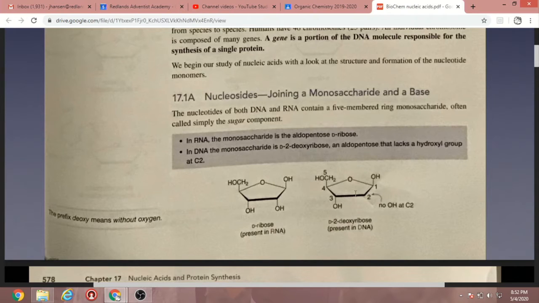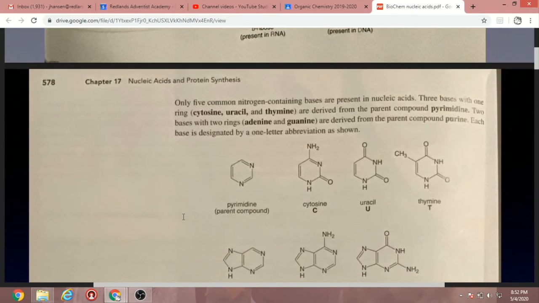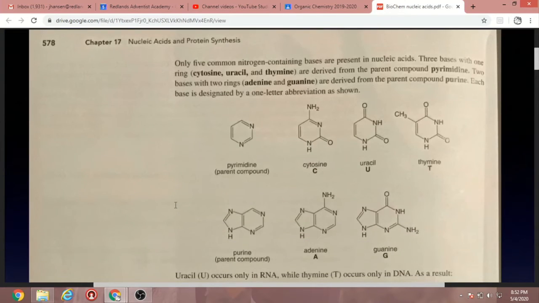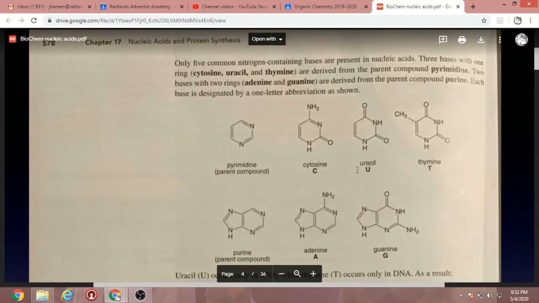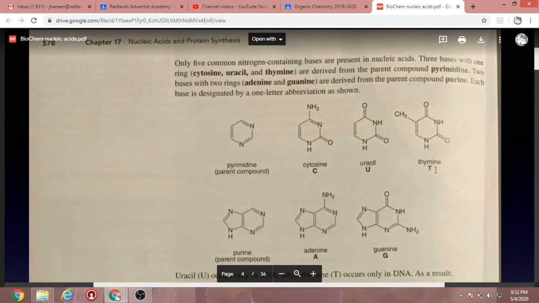So at carbon 2, you either have a hydroxy or you don't. That's what makes the difference between ribose and deoxyribose, or 2-deoxyribose to be specific. So DNA has deoxyribose, RNA has ribose. Okay? Deoxy really means without oxygen, but okay. Now the nitrogenous bases, you essentially have 4 of them, but RNA replaces thymine with uracil. We'll get into that in a minute.